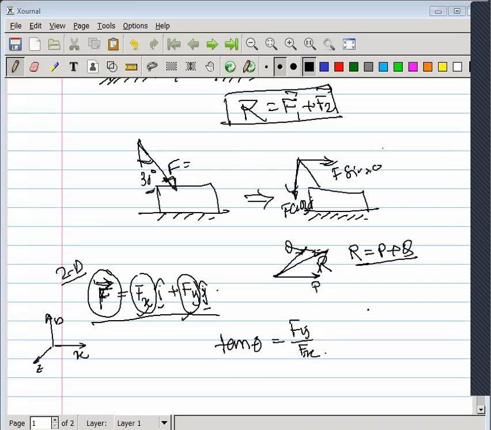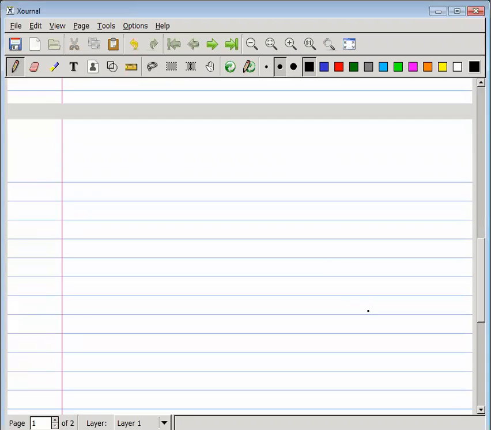The next part is, this is the 2D system. Now come to the 3D system.